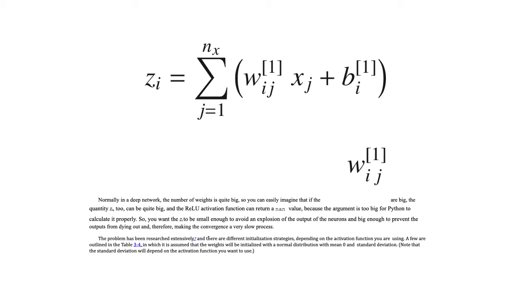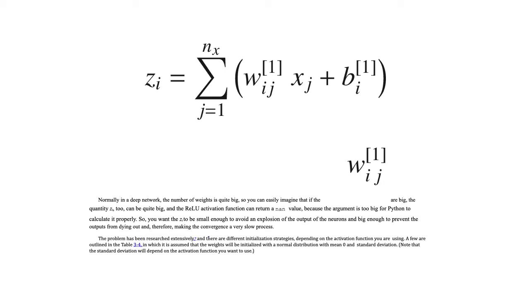The problem has been researched extensively, and there are different initialization strategies, depending on the activation function you are using. A few are outlined in Table 3-4, in which it is assumed that the weights will be initialized with a normal distribution with mean 0 and standard deviation.